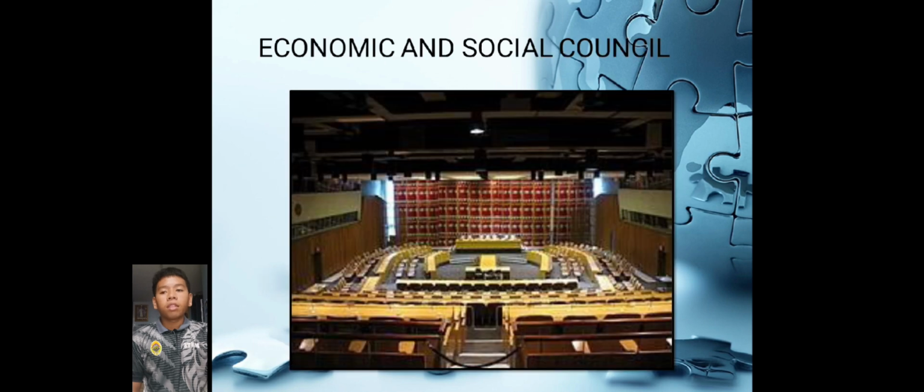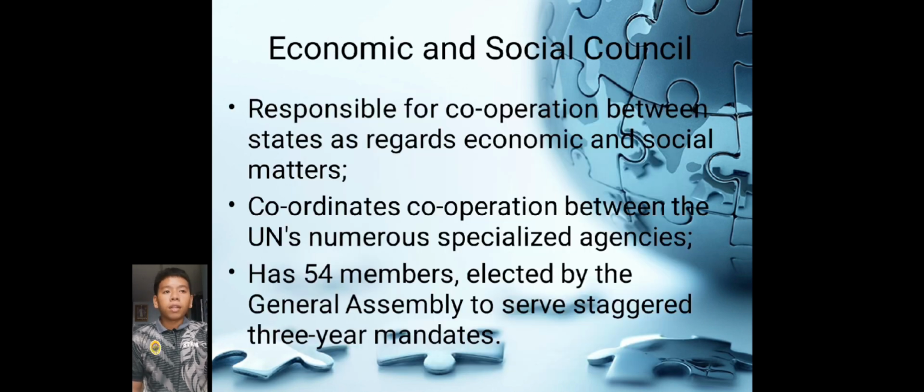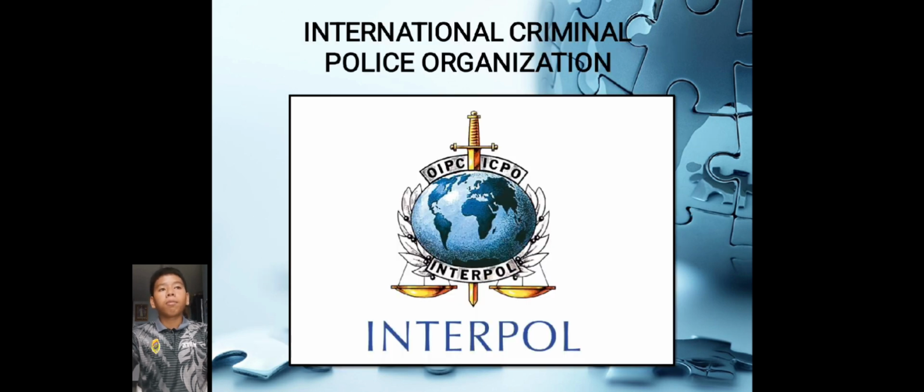And the Economic and Social Council, responsible for cooperation between states as regards economic and social matters. It coordinates cooperation between the UN's numerous specialized agencies, and has 54 members elected by the General Assembly to serve staggered 3-year mandates. And the International Criminal Police Organization, or Interpol.